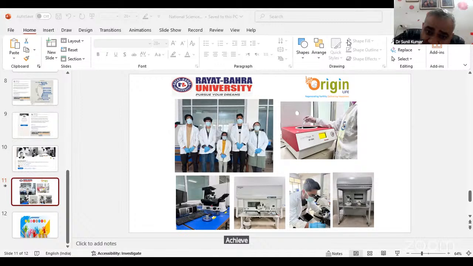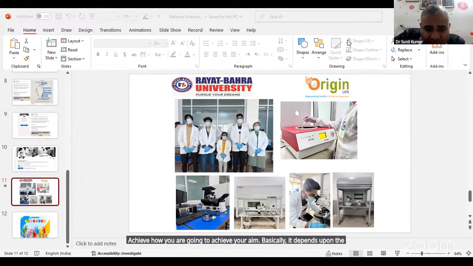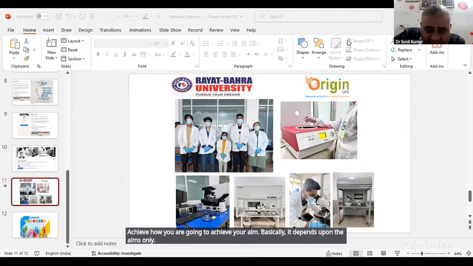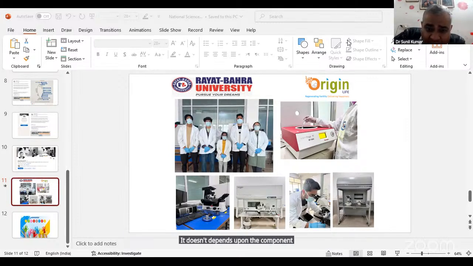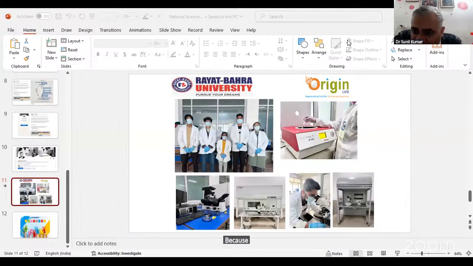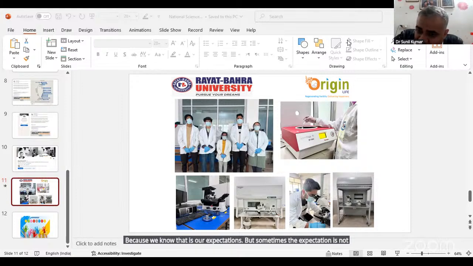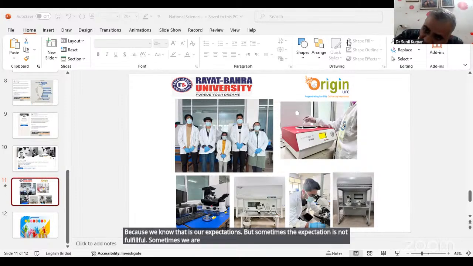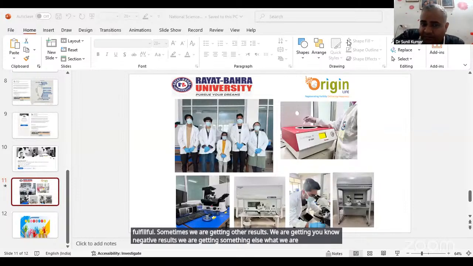how you are going to achieve your aim. Basically, it depends upon the aims only. It doesn't depend upon the components or the expected outcome, because if we already know the expected outcome, that is what a hypothesis is, because that is our expectation. But sometimes the expectation is not fulfilled. Sometimes we get other results, negative results, or something else that we are not expecting.